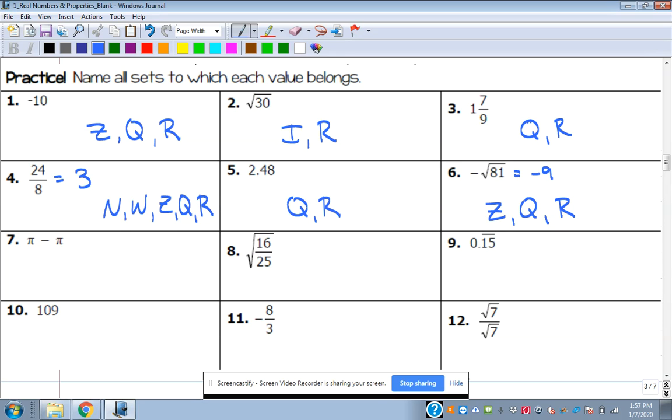All right, let's see if we can work on number 7. That looks weird. What is that? Pi minus pi. What's pi minus pi? 0. What do we know that pi is? Well, 0 is a whole number. I agree with that. But what's pi?